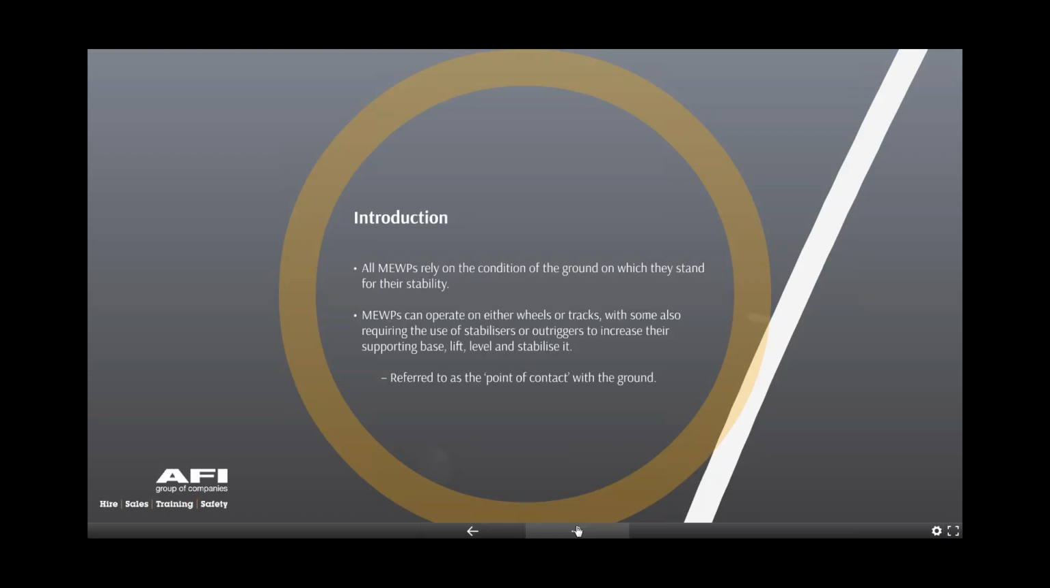So these other various systems that can increase the supporting base were often outriggers, and you've seen a crane set itself up, you've seen a big truck mount set itself up, but equally you may also have other types of supporting base, and this might not be so common to you. Things like an extending axle.